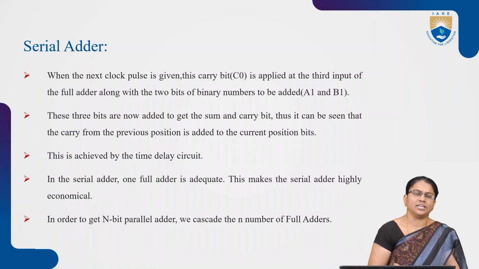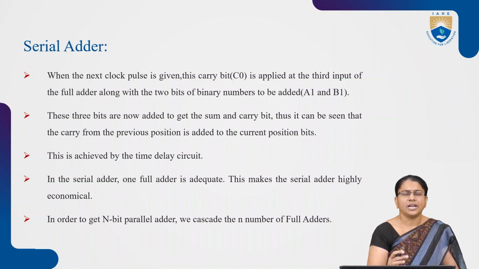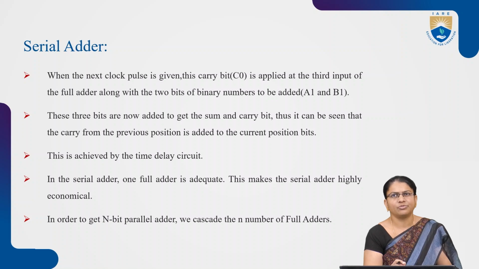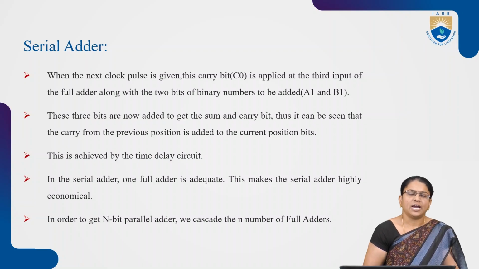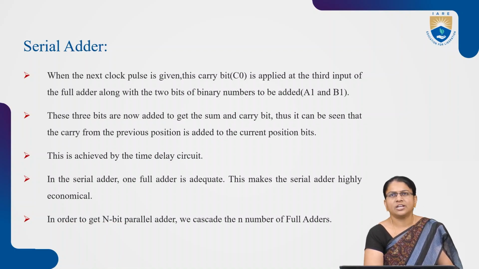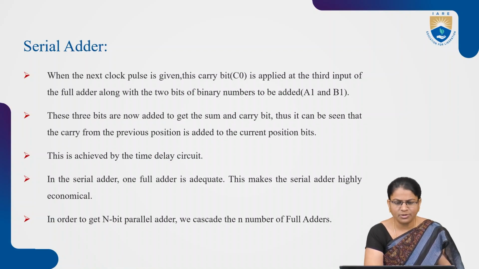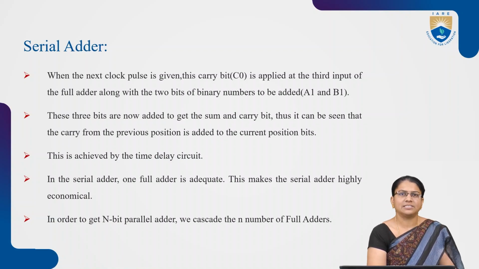For this time the carry C0 can be applied as the next clock pulse to this full adder circuit in order to generate the third bit for the full adder, in order to operate on the binary numbers A1 and then B1. These 3 bits now are to be added in order to get the sum and then the carry bit. And it can be seen that the carry from the previous position can be added to the current position bits, those of A0 and then B0. This can be achieved by using the time delay circuit.